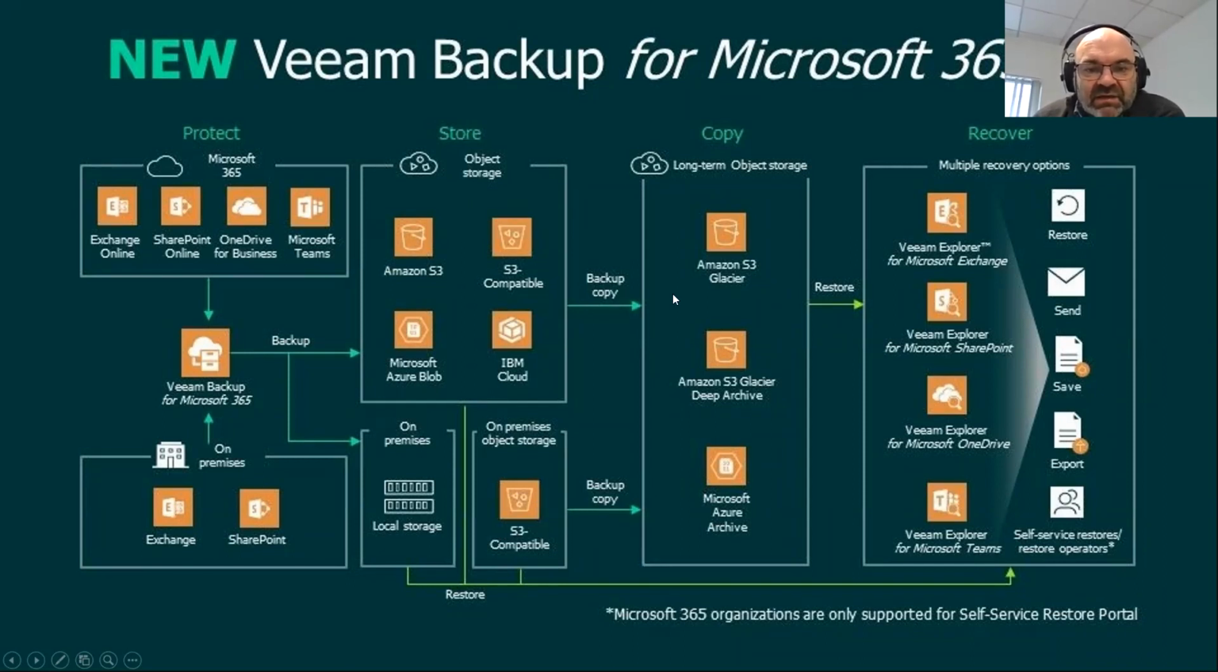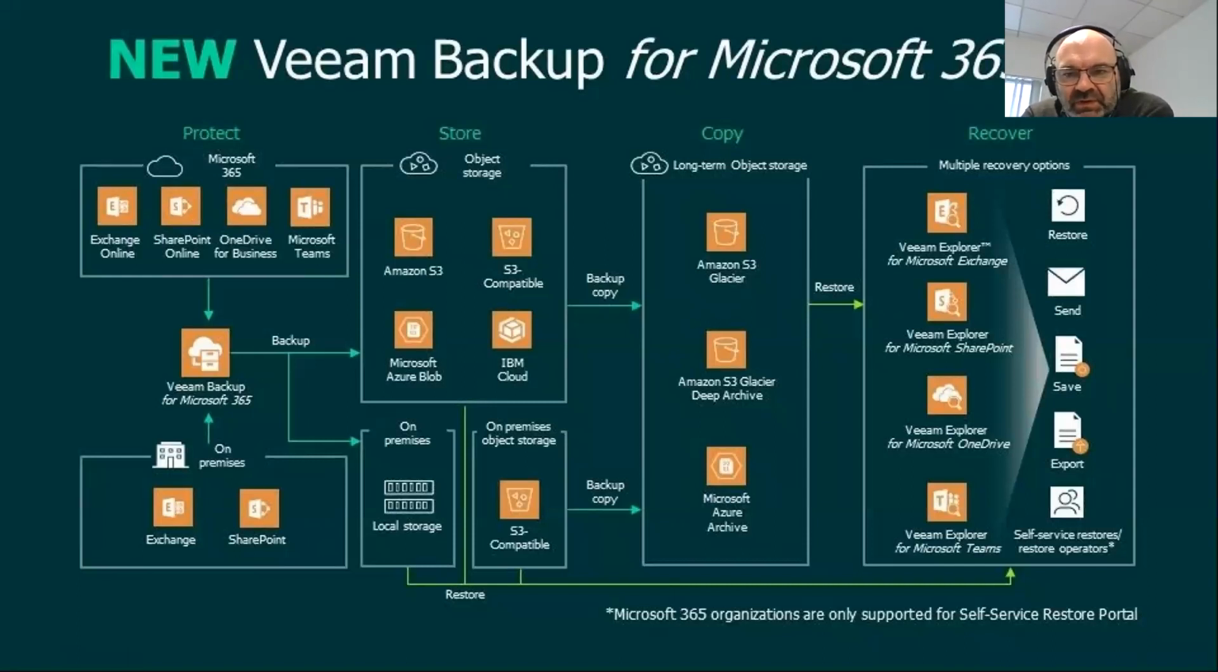Then quite easily now in the new version of the software, we can do a backup copy job. And the backup copy job is limited at this moment to really archiving object storage. So the S3 Glacier, Deep Archive, and the Azure Archive.